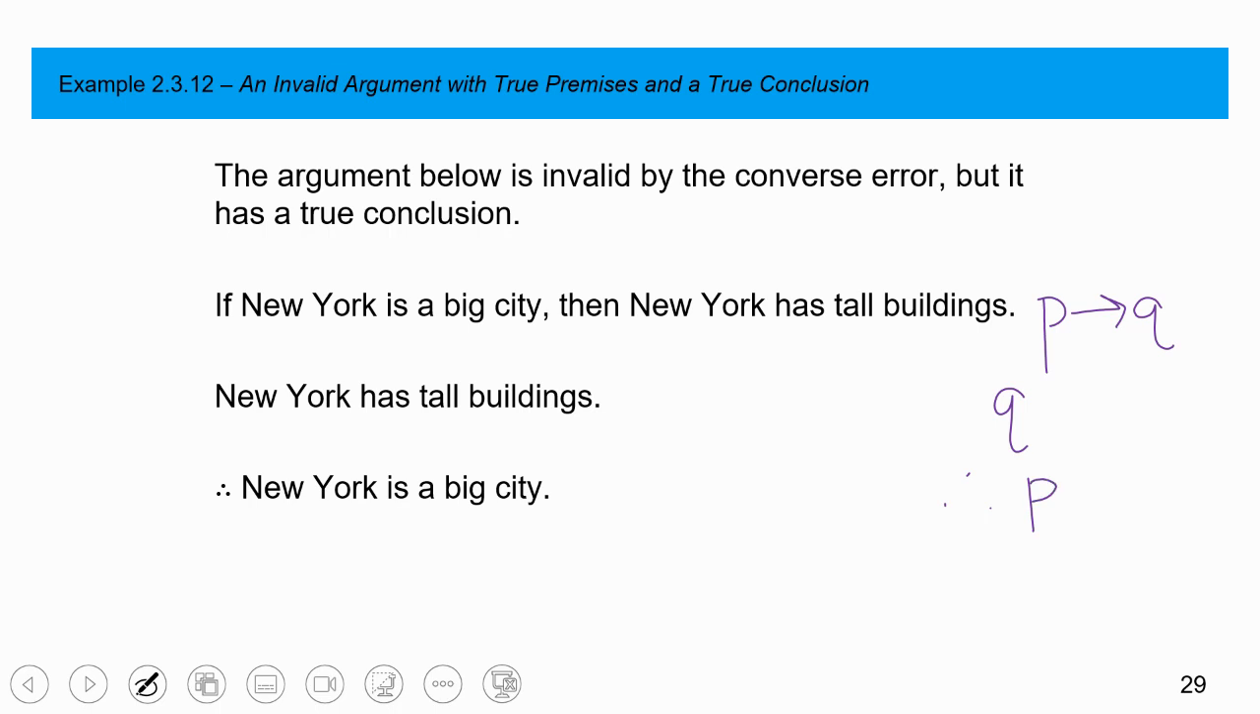So again, this is the converse error. P implies Q does not mean that Q implies P necessarily. So this is not a valid argument form. However, it is certainly true that New York is a big city. So having a valid argument form, again, does not necessarily speak to the truth value of the actual statements themselves.